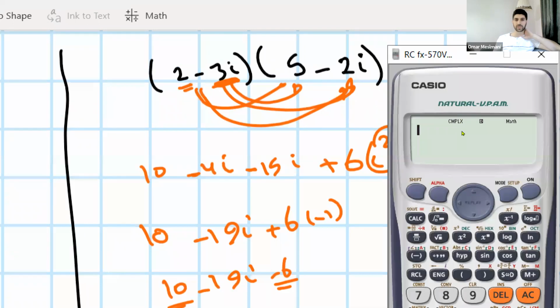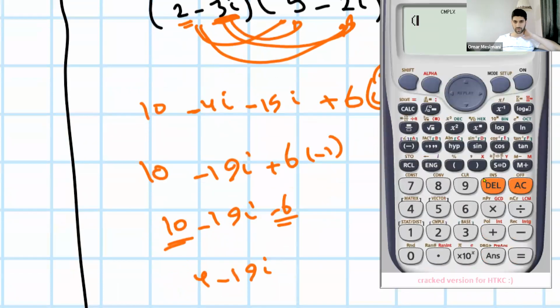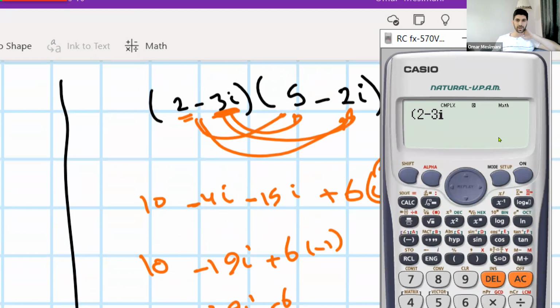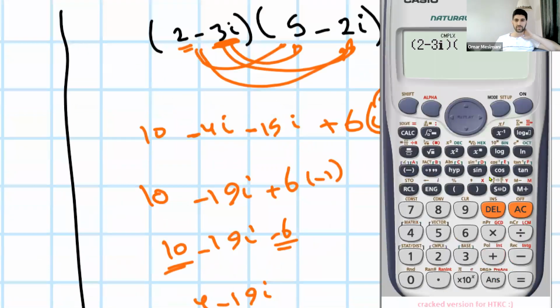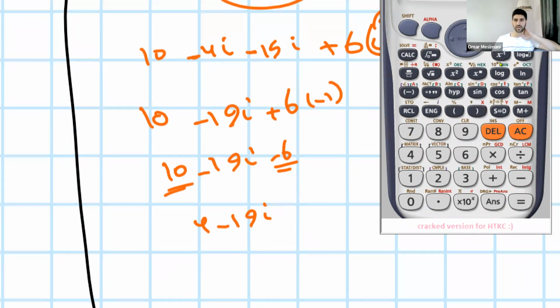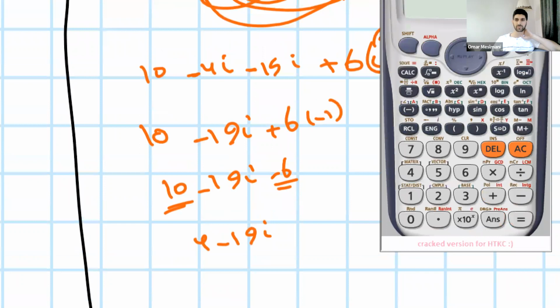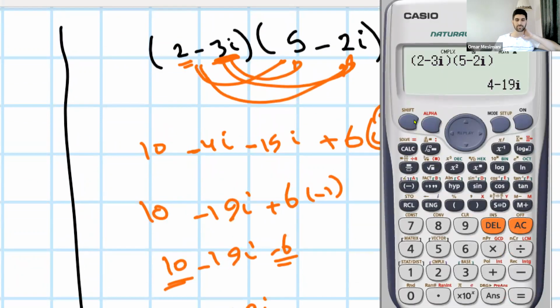And now what I'm going to do is write my question, the exact same question I have. I'm going to open a bracket, 2 minus 3, and the i is going to be the ENG button. When I press ENG, it gives you the i. Close the bracket, again open the bracket, 5 minus 2i. Close the bracket, and now check you have the exact same, and press equal, and this is when it gives you the answer, 4 minus 19i.